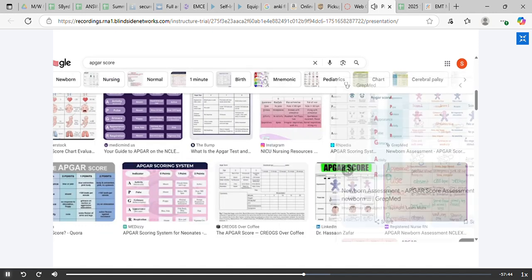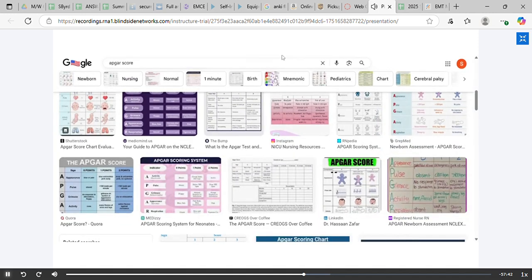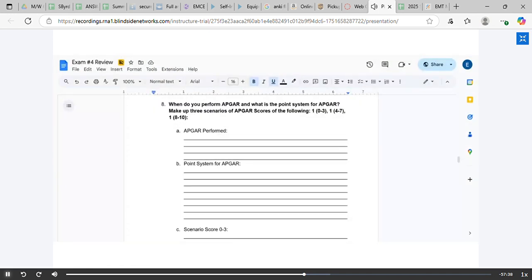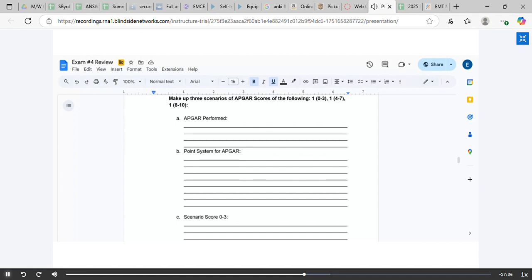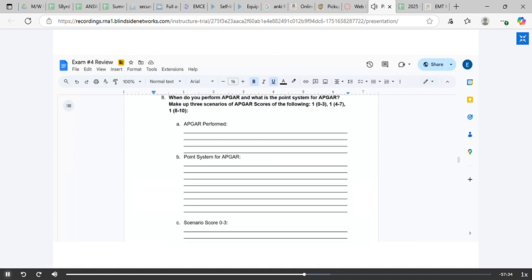So let's talk about the actual numbers and the scoring, and what we do based upon their APGAR score, okay? It's performed at 1 minute and 5 minutes postpartum. We talked about the actual point system and what each different thing means. And then let's think about the actual scores.